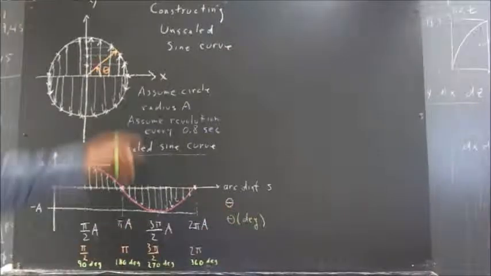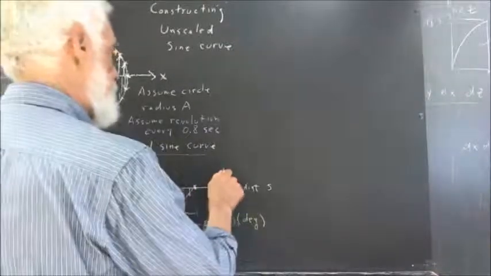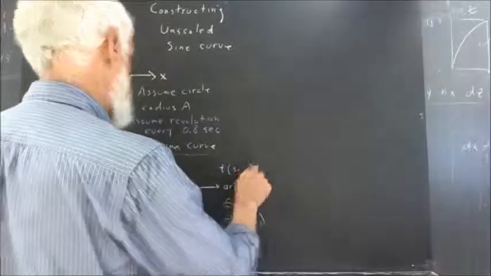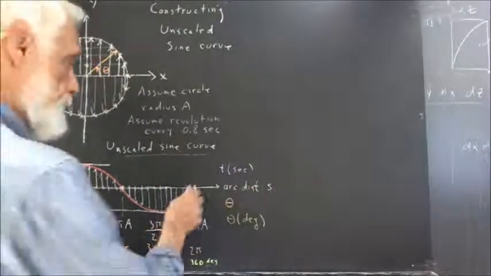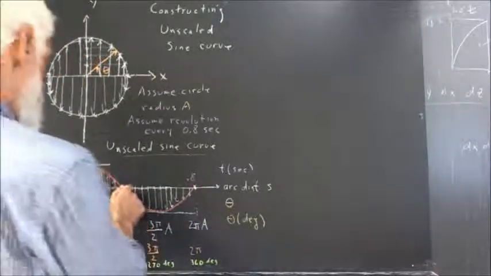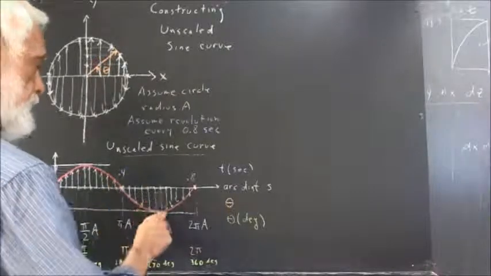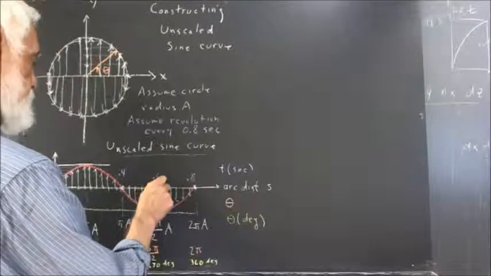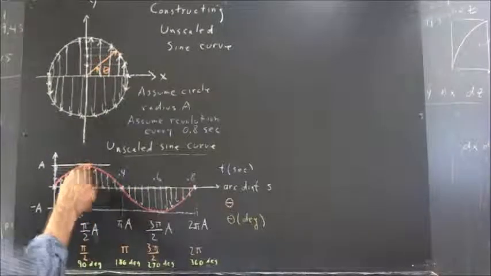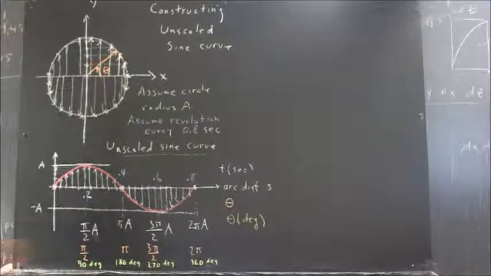And I'll do one other thing. Let's assume there's a revolution every 8/10 of a second. Then I could do time in seconds. And I didn't leave myself a lot of room down here, so I'm going to label up here. I'm going to put 0.8 here, and of course halfway is going to be 0.4. Halfway between here and here, at the minimum point, we're going to have 0.6, and over here where we reach the maximum, we're going to have 0.2.